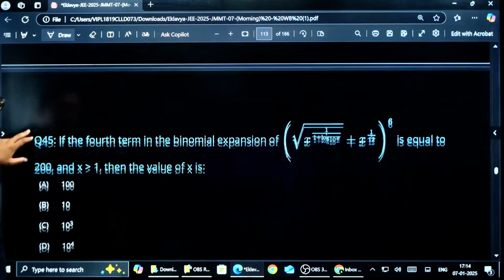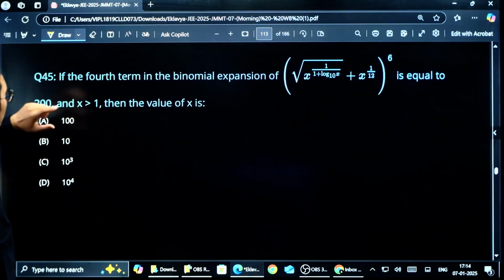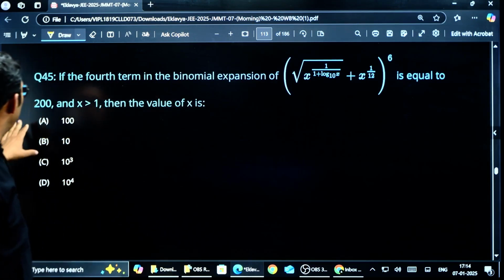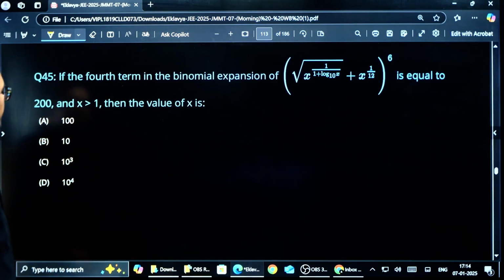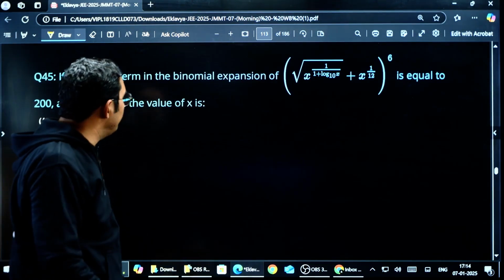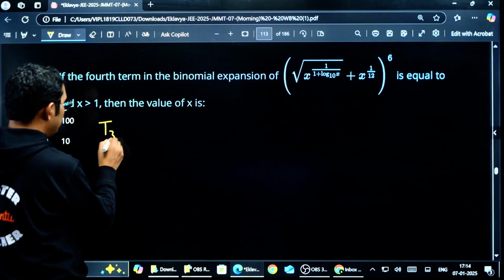Coming to the next question, I think that's the last single correct question. They're saying the fourth term in the binomial expansion is equal to 200 and x greater than 1. Then we have to find the value of x. So the fourth term means it is t3 plus 1.